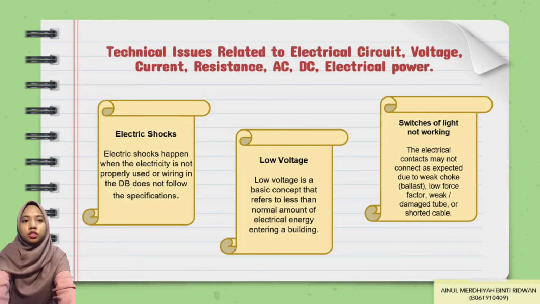Third is the light switch not working. This often happens in our house. The light doesn't turn on immediately. It can be that the electrical contact may not connect as expected due to a weak choke, low power factor, damaged tube or short cable. It also could be a wiring problem, a circuit or an outlet. So we need to consult an electrician for this issue.